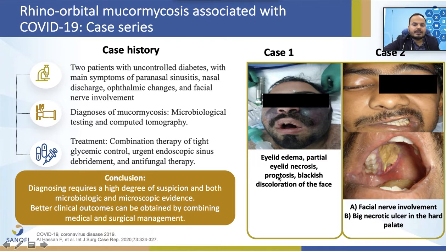These two patients had uncontrolled diabetes. Main symptoms were sinusitis, nasal discharge, ophthalmic changes, and facial nerve involvement. They were diagnosed with mucormycosis with microbiological testing and CT scan, and treatment with achieving euglycemia with tight glycemic control, endoscopic surgeries, debridement, and antifungal therapies.